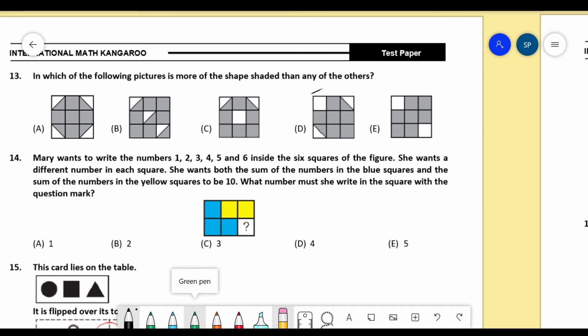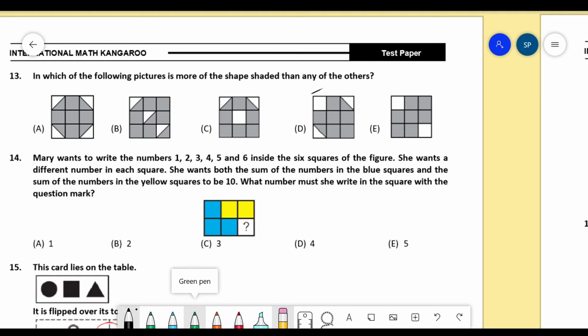14. Mary wants to write numbers 1, 2, 3, 4, 5, and 6 inside the 6 squares of the figure. She wants a different number in each square. She wants both the sum of the numbers in the blue squares and the sum of the numbers in the yellow squares to be 10. What number must she write in the square with the question mark?